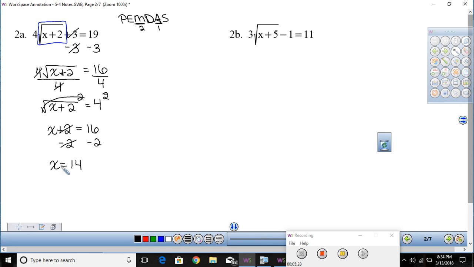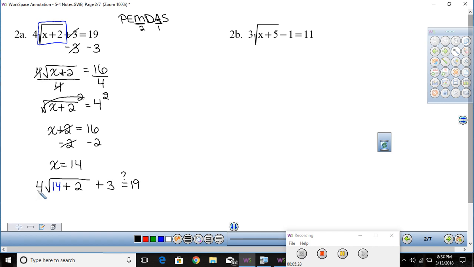So now I need to make sure that 14 is an okay answer. So I'm going to plug into the original equation. So I've got 4 times the square root of, and then I'm going to plug in 14 for that x. So then I have plus 2. And then on the outside I have plus 3. And I want to know, does that equal 19?